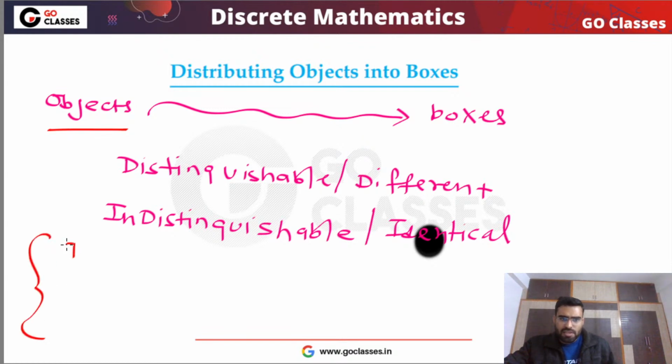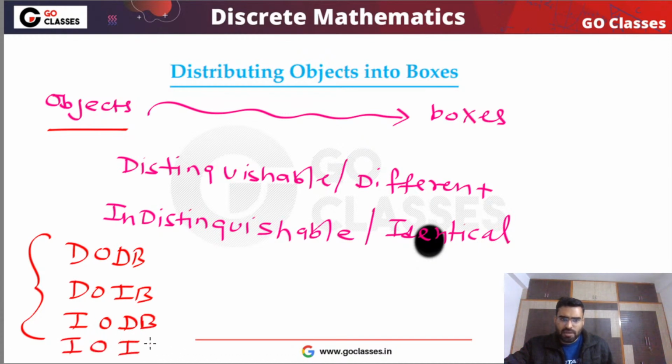One is different objects, different boxes. Another template is different objects, identical boxes. Another is identical objects, different boxes. And another is identical objects, identical boxes. So we have a total of four templates. Let's see each template one by one.